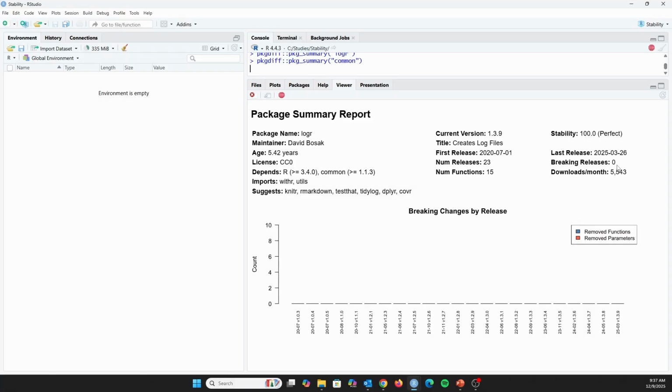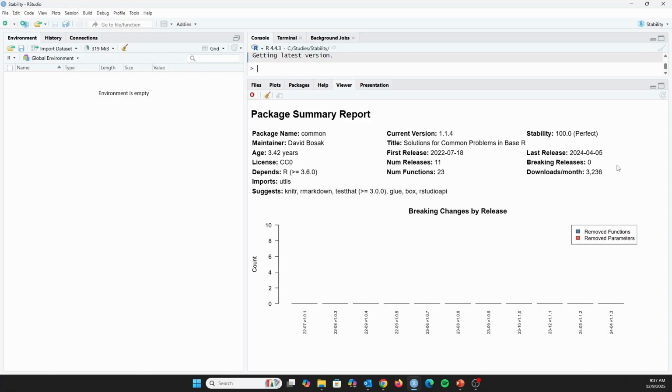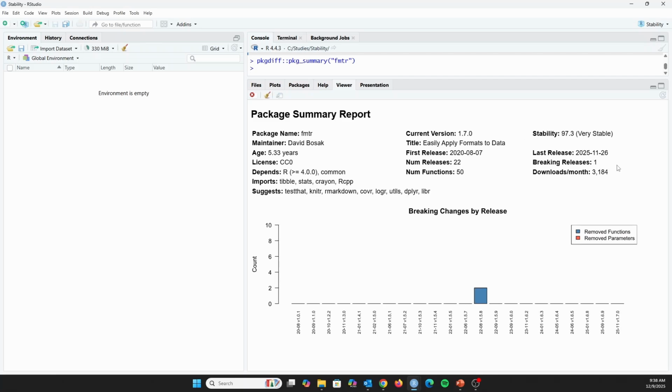Here's the common package. Common package, also perfect score. Here's the formatter package. Oh, this one's actually had 2 removed functions in 2022.